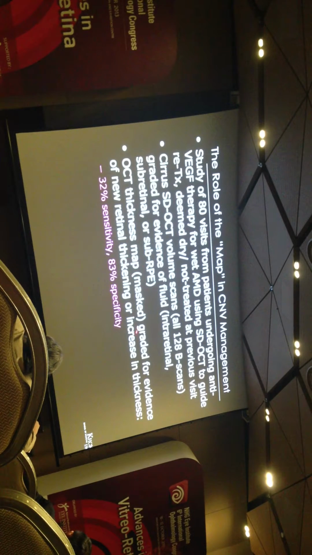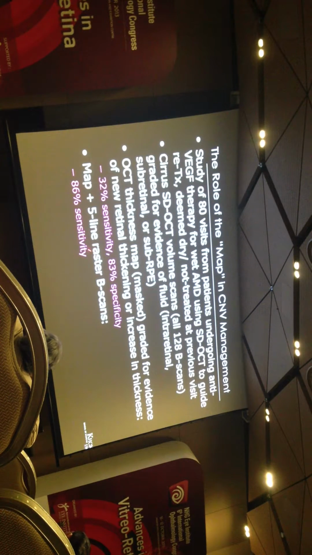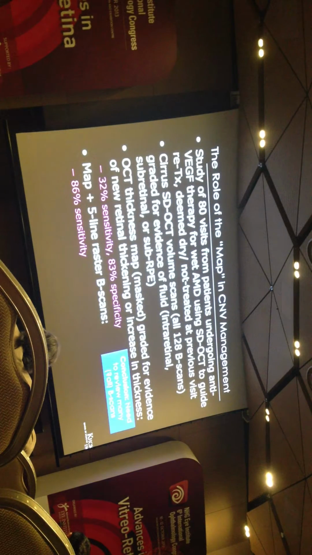And then we just looked at the map. The map was very insensitive for picking up new fluid in these patients. Now, when we added the 5-line rasters, the sensitivity improved, but still it wasn't great. In fact, if you really wanted to go over 90% sensitivity, I'll show you, you really have to look at several more scans. So how many do you need to review? And how dense should your scanning protocol be?